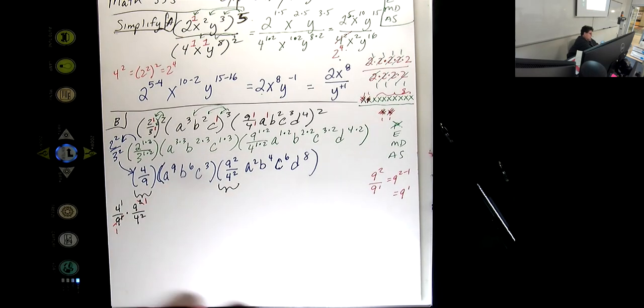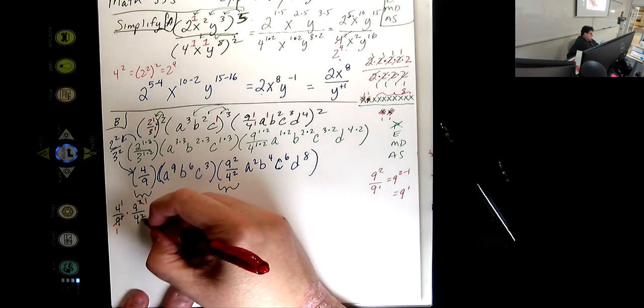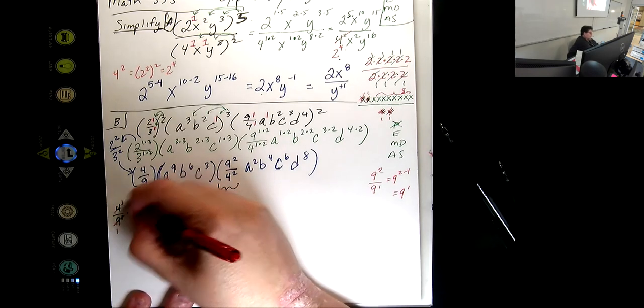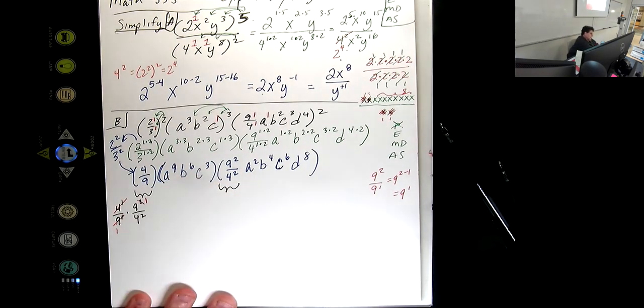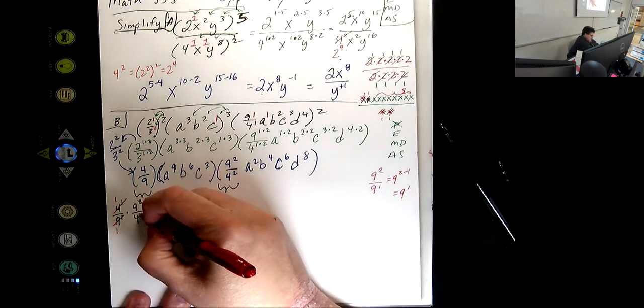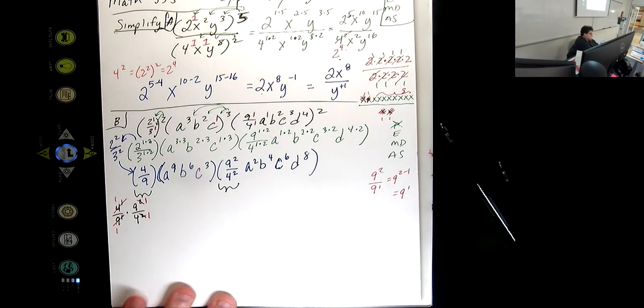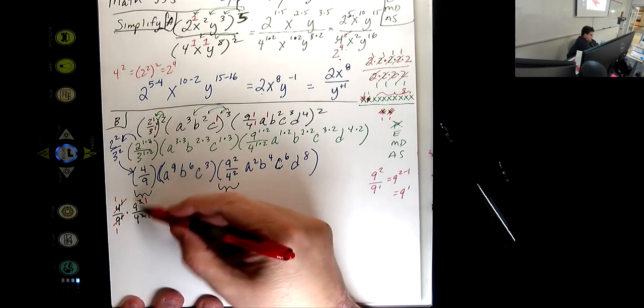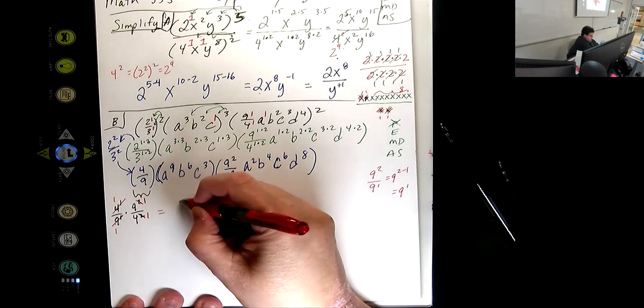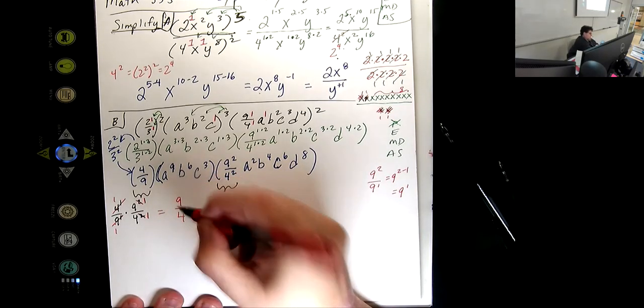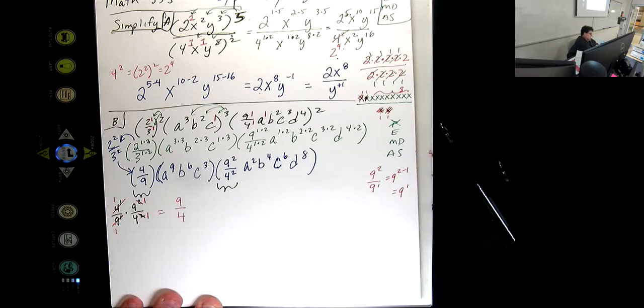So I'm just showing alternate ways of doing it, and I can do it with 4s. I know this is 4 times 4. So one of those 4s will cancel out with this one, and it just drops this exponent down by 1. And I'm left with 9 over 4. Now I go on to my variables.